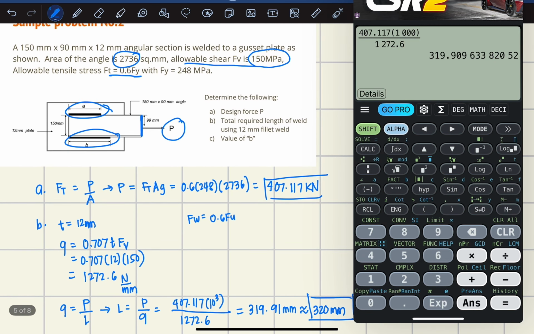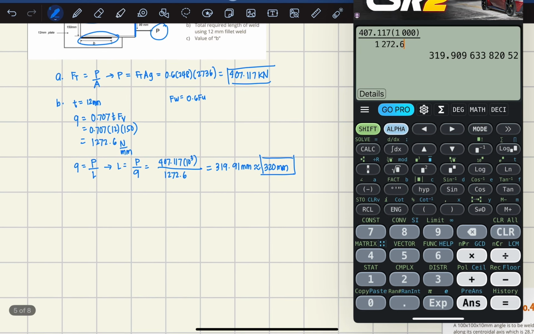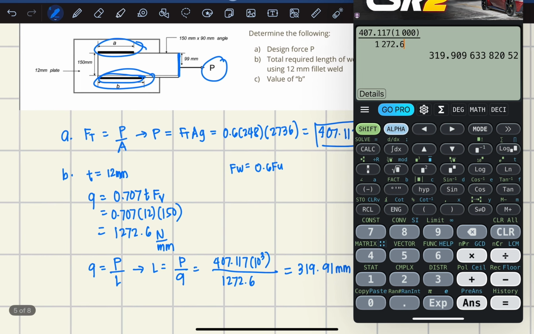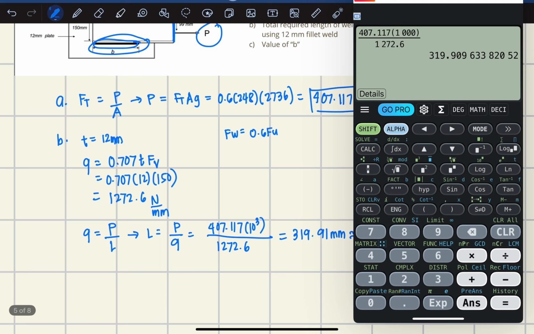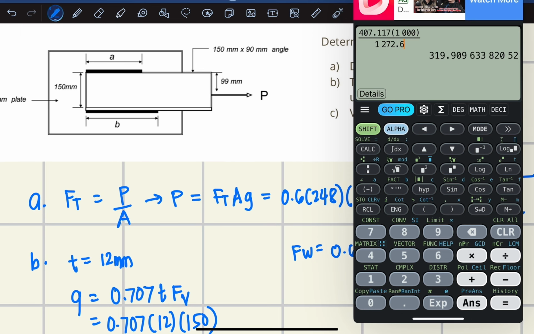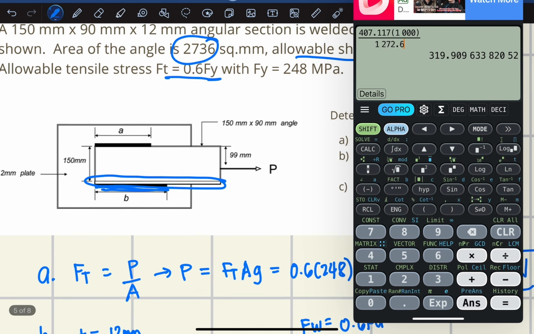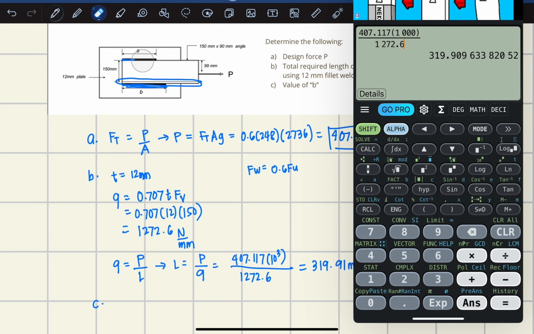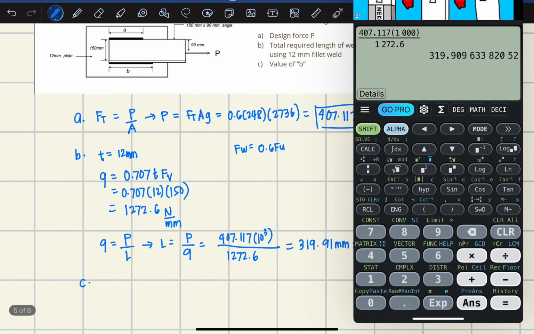Then last is the value of B. What is the length of the fillet weld at the toe? When we say fillet at the toe, remember that the toe is where the hanging part of your angle section is, and this one is the heel, the fillet at the heel. So, let's solve the length B.